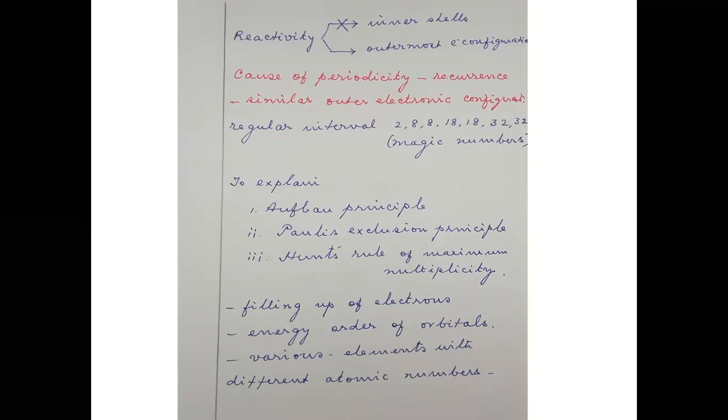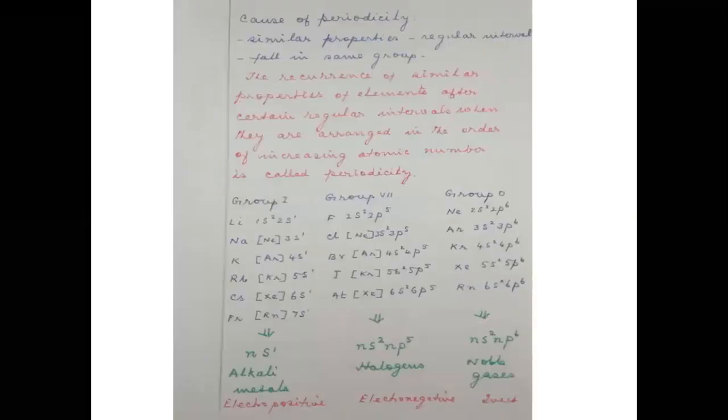So that is the cause of periodicity or recurrence. They have similar outer electronic configuration. Let me go back to the previous slide. Look here, all the alkali metals have similar outermost electronic configuration. All the halogens have similar outermost electronic configuration. All the group 0, the noble gases, have similar outermost electronic configuration.